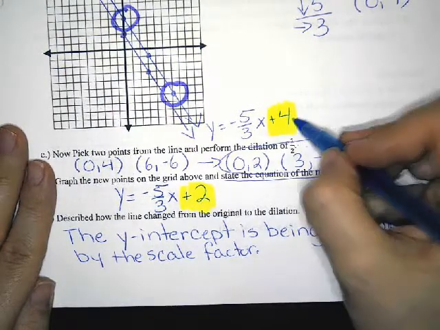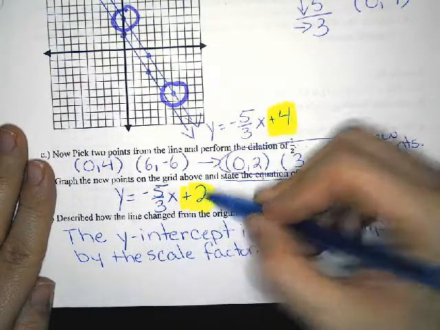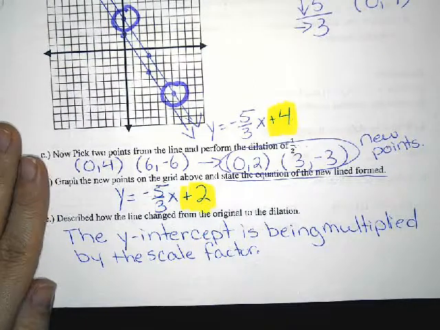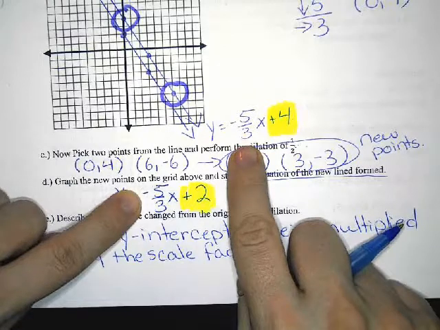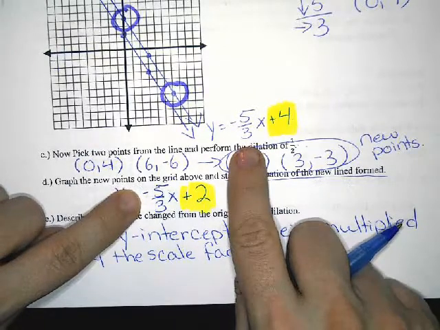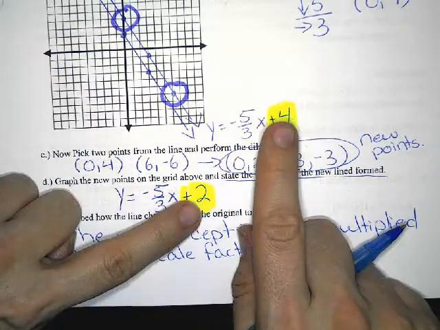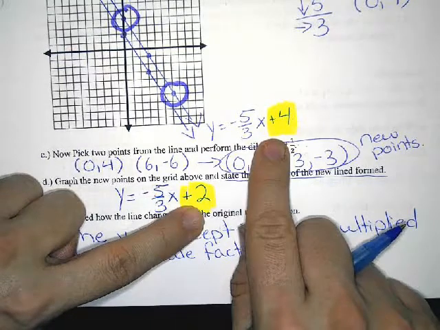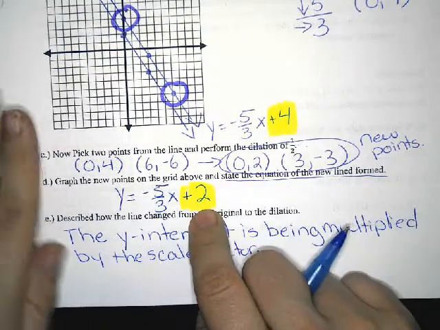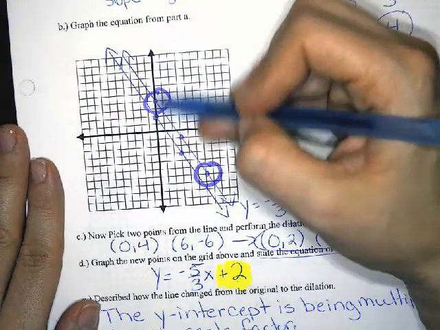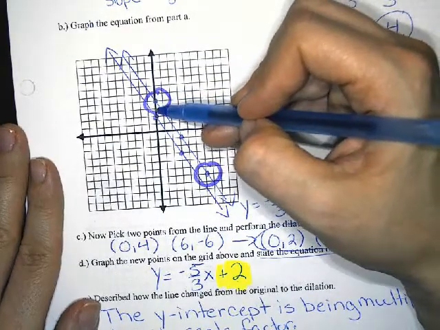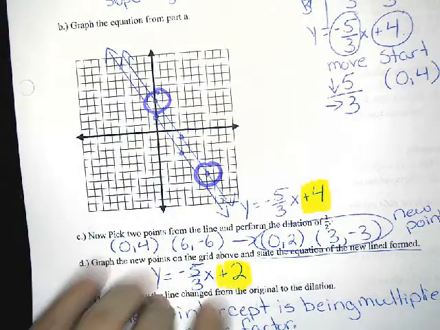So 4 times 1/2 gives me 2. But notice the slopes did not change. Okay, so something new that we're learning today is that a dilation of an equation of a line only affects the y-intercept. So it looks like it's going to move the line up or down depending on the scale factor. Okay, flip over to the next page.